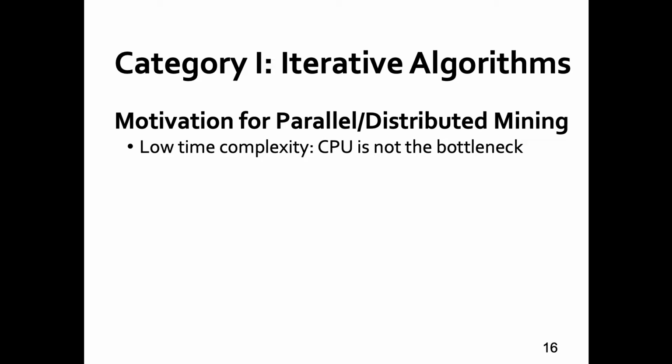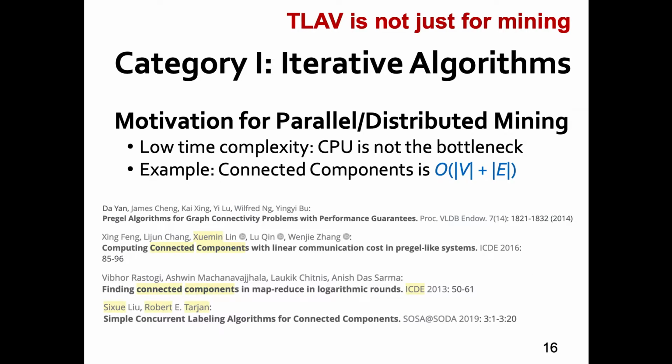We can see that if we distribute vertices on different machines and pass messages through the computer network, the CPU cost of summing messages is not a bottleneck compared with the communication cost to receive and send messages. Here is a list of research papers studying how to develop TLAV algorithms. And notice that TLAV is for general graph problems with a low time complexity, not just for graph mining problems.